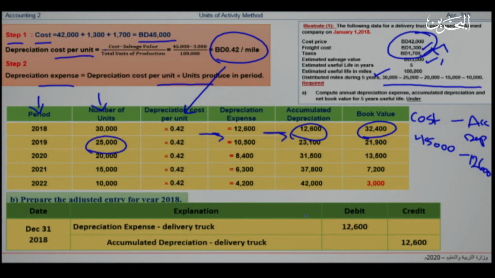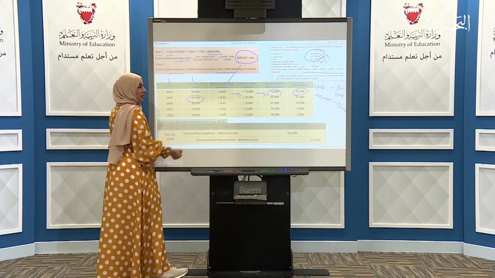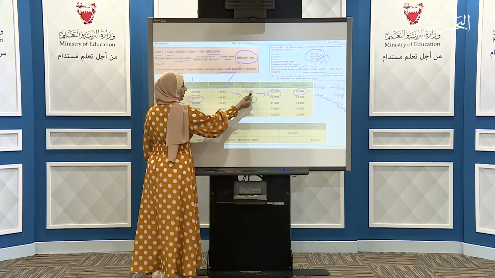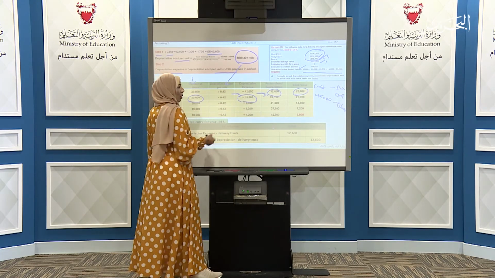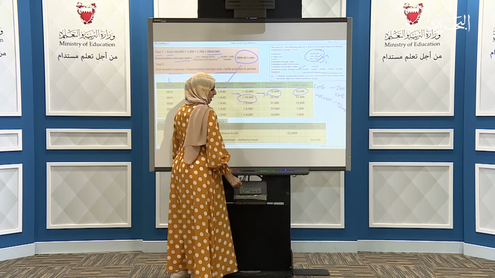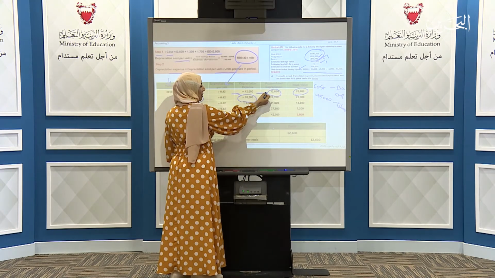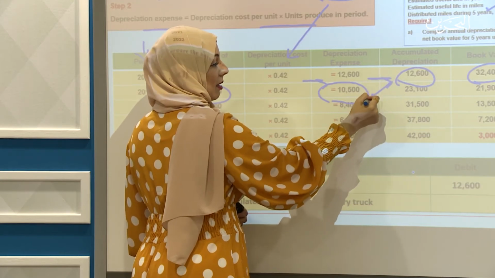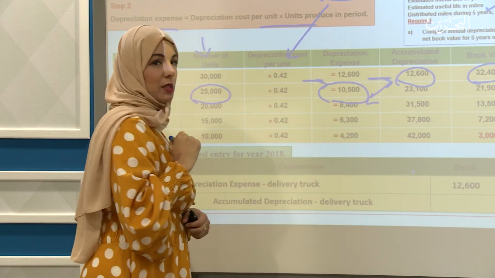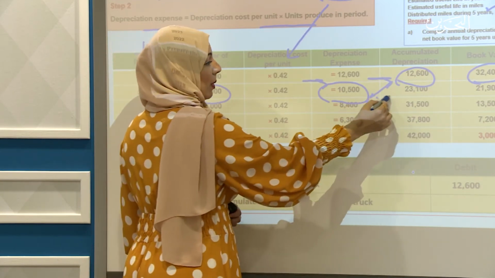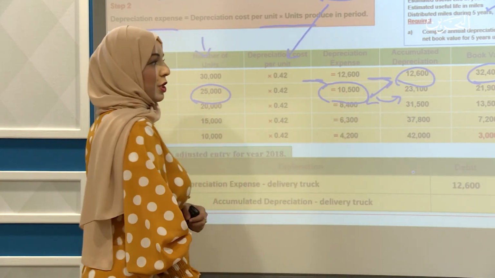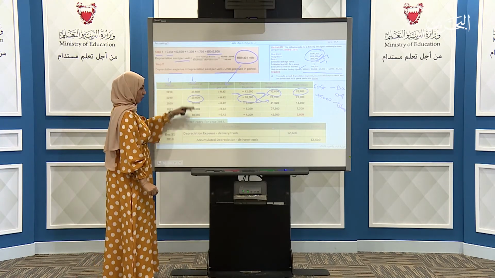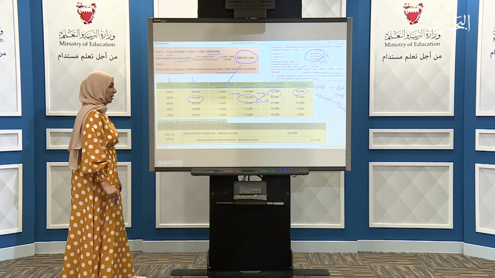Also, I will multiply it by the depreciation cost per unit, getting the depreciation expense with an amount of 10,500. Moving to the accumulated depreciation, I should take the accumulated depreciation for the previous year, add it to the depreciation expense for the current year, and I will get the accumulated depreciation for this year. And I will continue like that for all the periods.